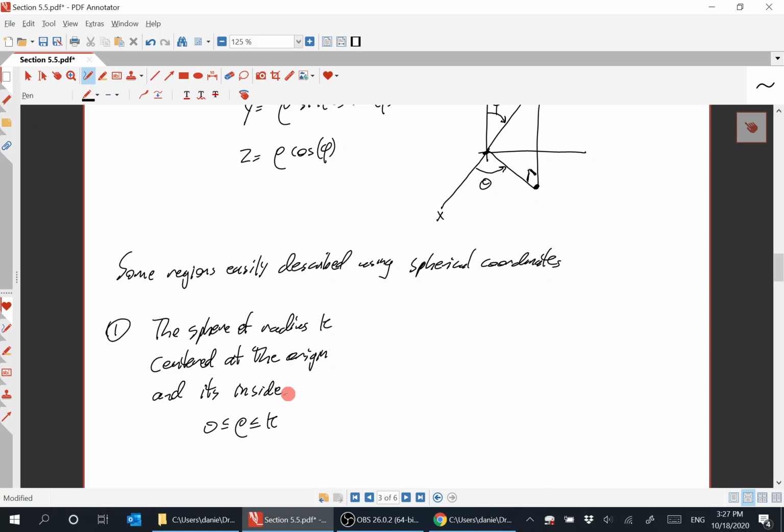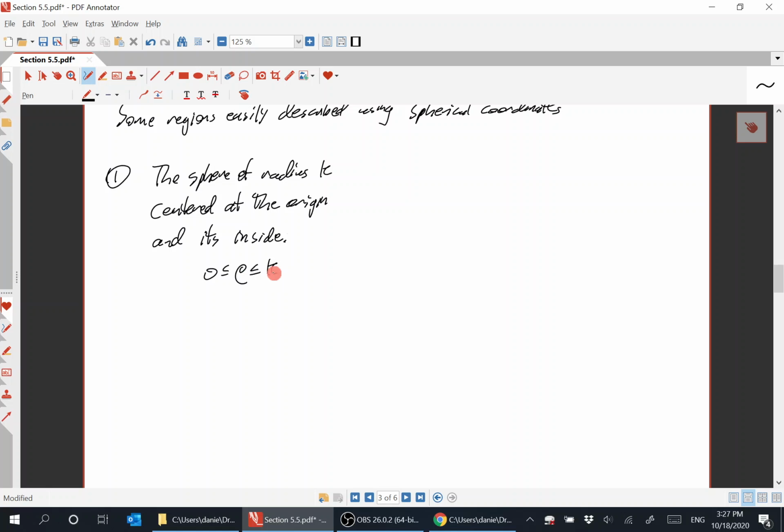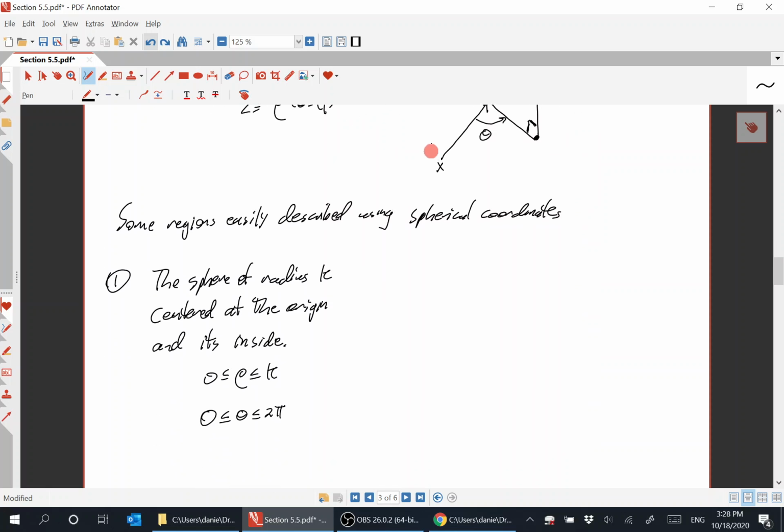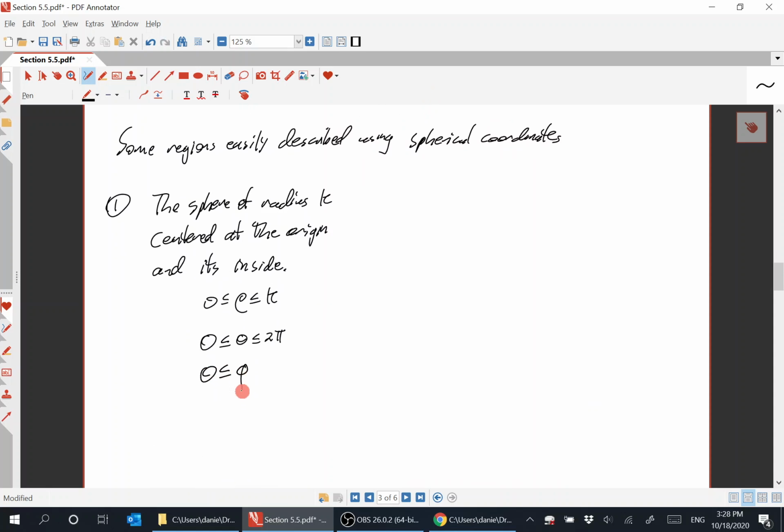And it's inside. So 0 less than or equal to rho, less than or equal to k. 0 less than or equal to theta, less than or equal to 2 pi. So full rotation of 360 degrees in the xy plane. And then, the angle of declination goes from 0 to 180 for the negative z-axis. So you only go from 0 to 180 for the feet, not 0 to 2 pi. 0 less than or equal to phi, less than or equal to pi, not 2 pi.